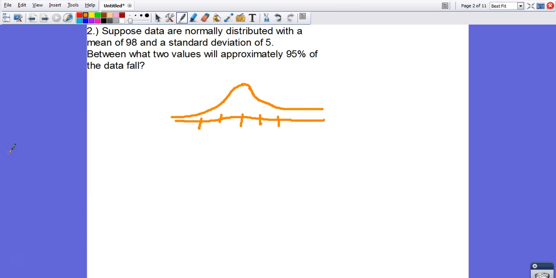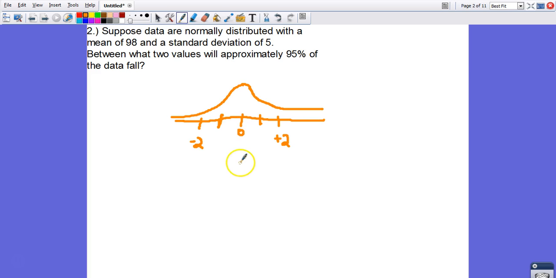Suppose data are normally distributed with a mean of 98 and a standard deviation of 5. Between what two values, and notice it says values and not percents, will approximately 95% of the data fall? I know from my notes and my normal curve that 95% of the data will fall between +2 standard deviations and -2 standard deviations, with this being the mean in the middle.